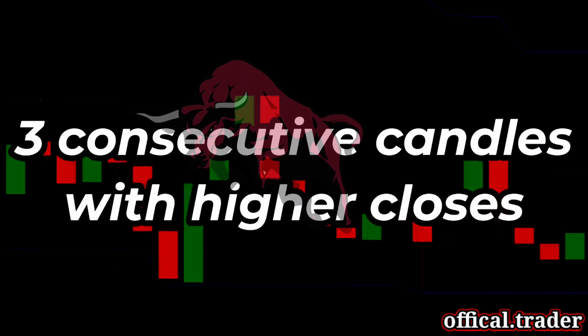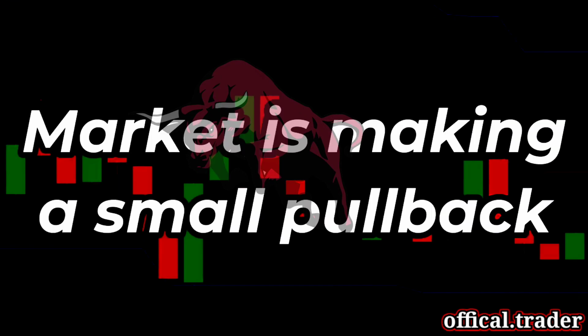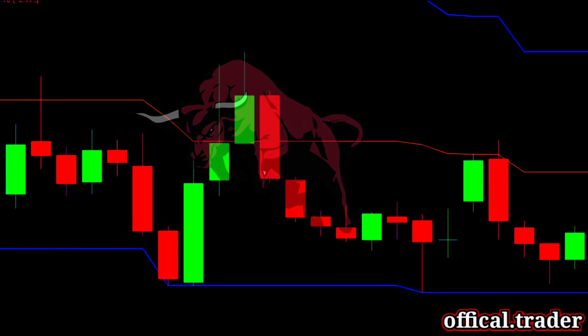we want the price to create 3 consecutive candles with higher closes. So after a new 40-day low is formed, we want the price to make 3 candles that close above the close of the previous day. This will show us that the market is making a small pullback.